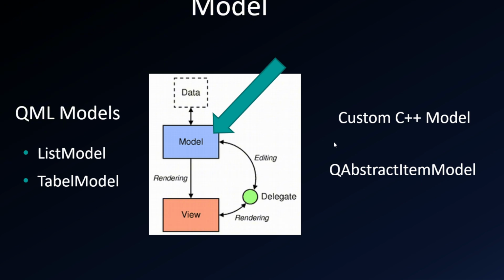A model is a class that contains the data and its structure. QML provides us with a couple of models like list model, table model, item selection model, etc. But most of the time you will create your own custom one in C++ using a QAbstractItemModel or a class derived from it. As you see, it's a quick presentation from the Qt documentation of how model and view work together. The model contains data and structure, and the view is just for the rendering part.